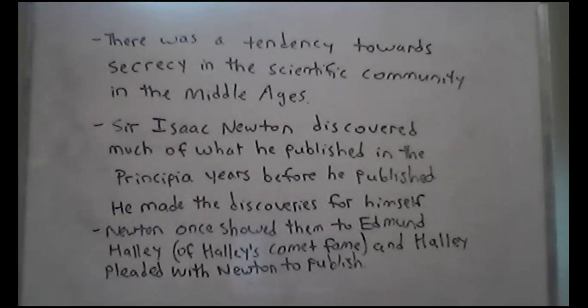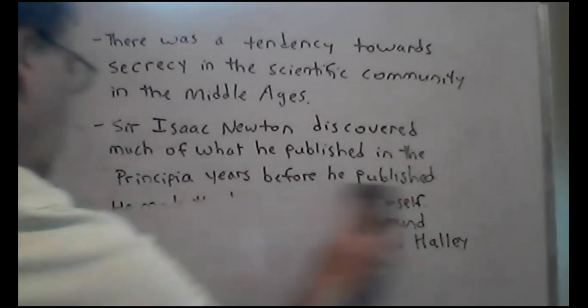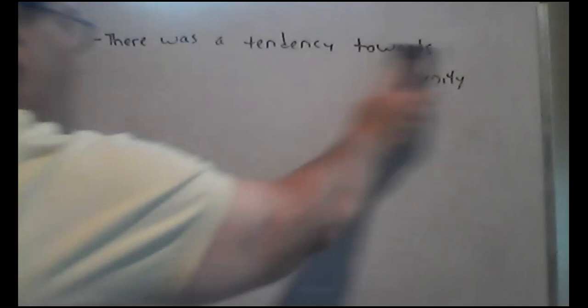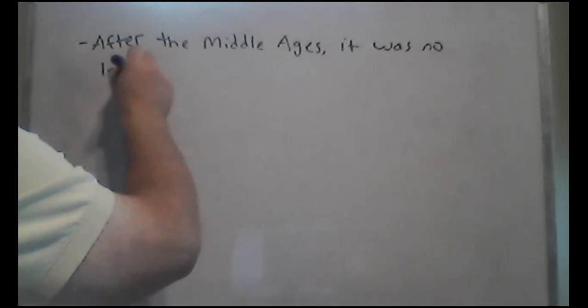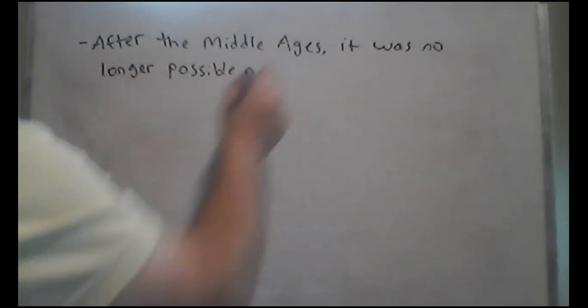All right, so when we left the Middle Ages, scientists started to share their knowledge, and you became great when your name was attached to knowledge that you now owned. It was no longer possible, or even desirable, to keep your discovery secret. Okay, so after the Middle Ages, we go into the Renaissance.